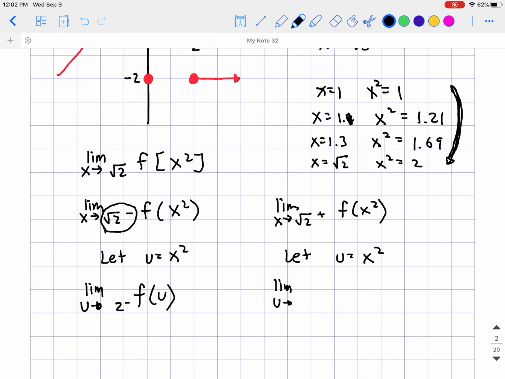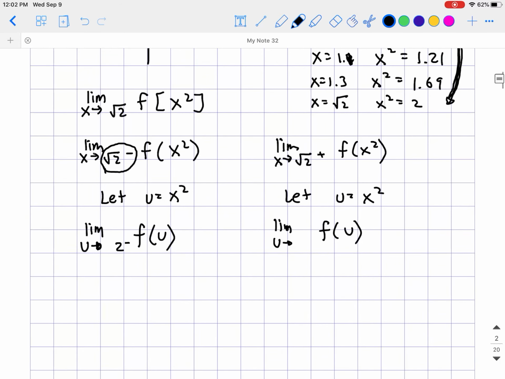Now for the other one, same deal. Limit as u is approaching what, of f of u. Again, u being x squared. Now this time I'm coming from the right-hand side, right? So that means that I'm going to start from like 3 and then 2 and so on. So in this case, I'm going to see what that looks like as a chart. So let's say that x is equal to 10. So that means that x squared is equal to 100.